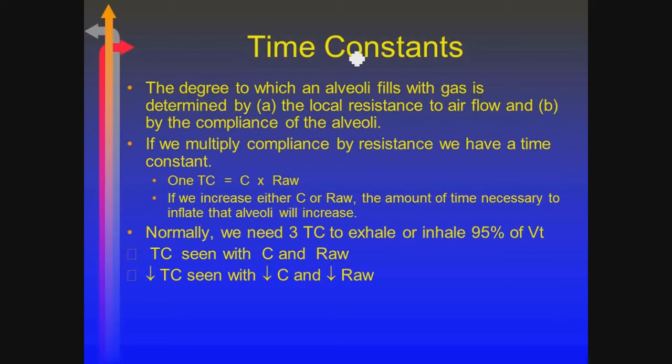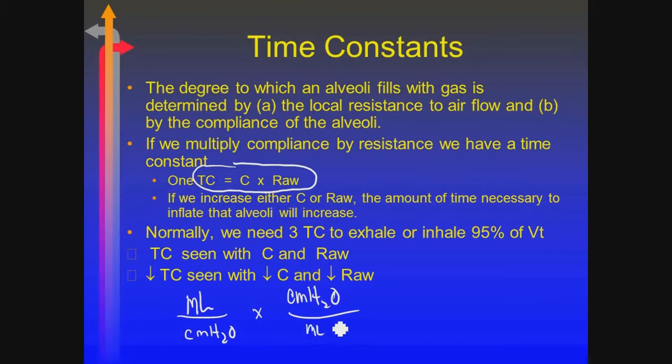For right now, we're not going to necessarily worry about this concept of time constants. We'll come back and visit it over the summer. But mathematically, if I multiply the compliance times the resistance, I get a number. We said that compliance was volume, so milliliters divided by centimeters of water pressure change, right? Change in volume over change in pressure. And resistance was change in pressure over flow, milliliters per second. Everything is left then in seconds.